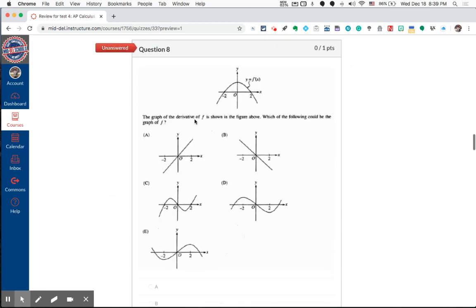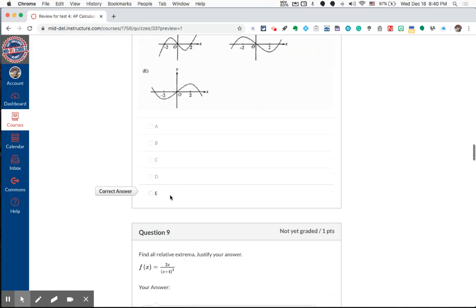Question 8. So we have the derivative graph shown. Which one of these could be the answer? So -2, my derivative changes from negative to positive. So that means I've got to have a minimum there. And 2, I've got to have a maximum there because my derivative changes from positive to negative. So I need a minimum at -2, a maximum at 2. So nothing there, nothing there. Not what I want, not what I want. There's my answer. Minimum at -2, maximum at 2. So that's why we like E.